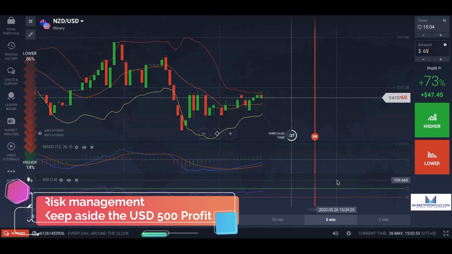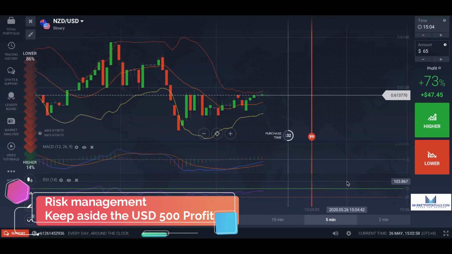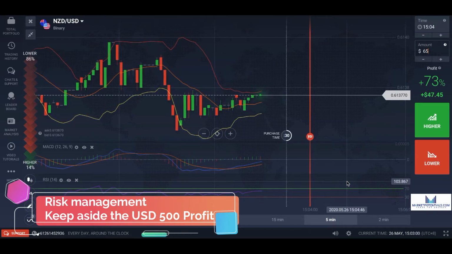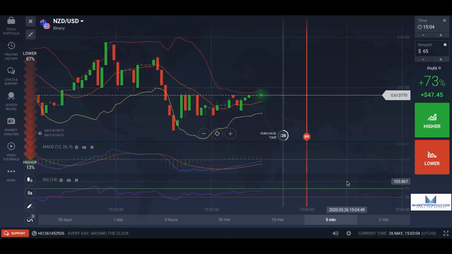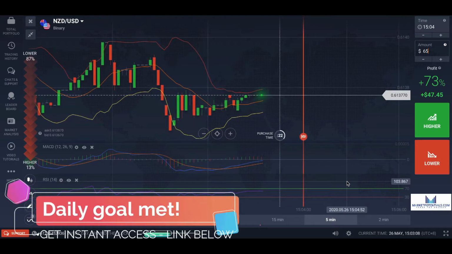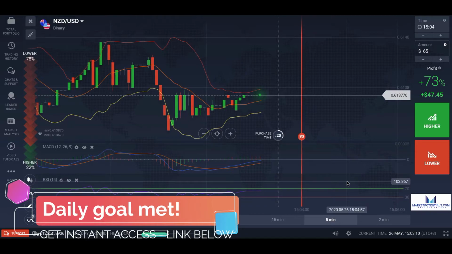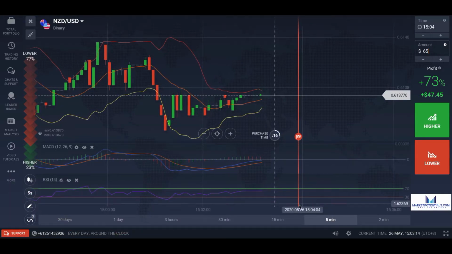Now, in order to protect my goal, I'm going to do what we call risk management. Nobody is certain of the outcome of a trade until they actually go into the trade and execute it. So anyone who tells you otherwise, don't believe them. All right. So since I've already made $547.50, I've already met my goal. But now let's throw in a bonus trade.